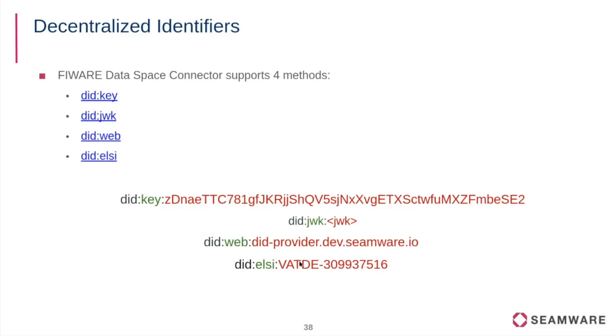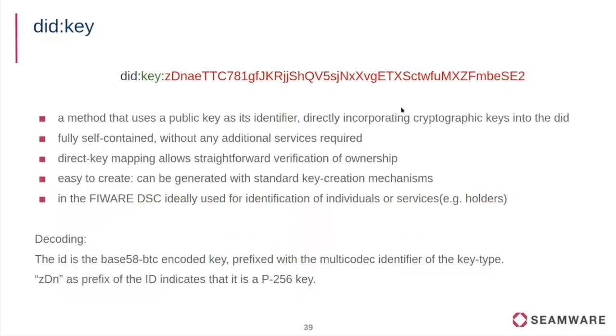And DID LC is something even more specific because it reuses already established business identifiers, like in this case the VAT number. Now, going into DID key, because that's something very important for our FIWARE data spaces, we're using it a lot. A DID key is a method that uses the public key of a public-private key pair as the identifier. It directly incorporates the cryptographic keys into the DID itself.